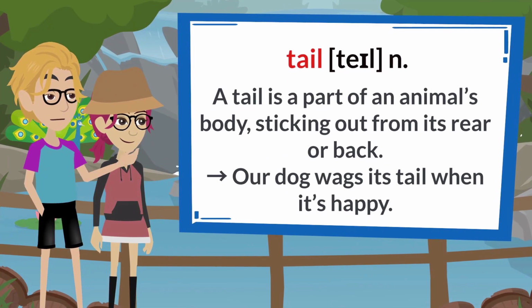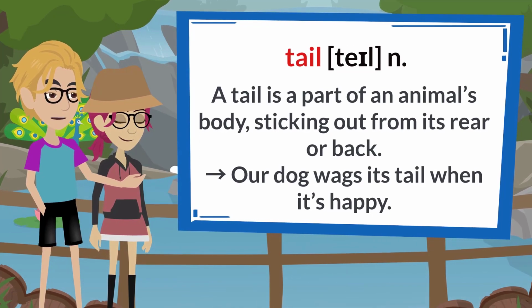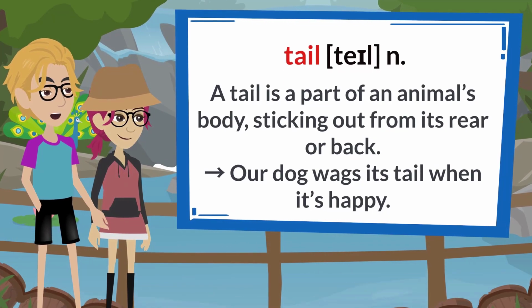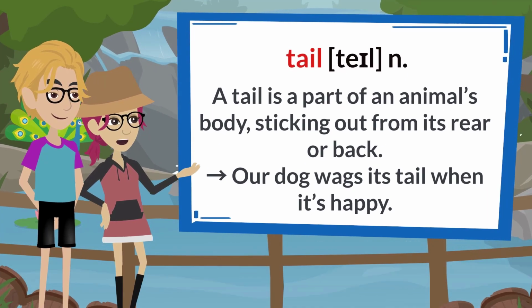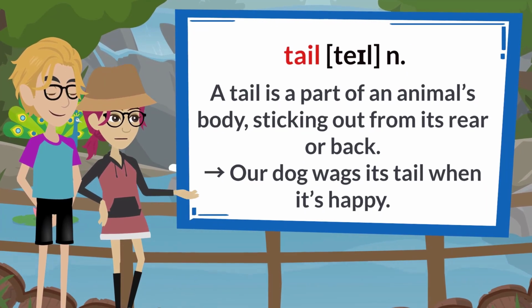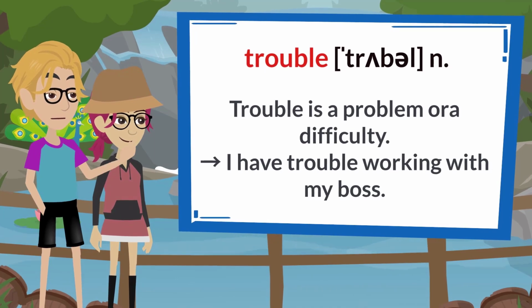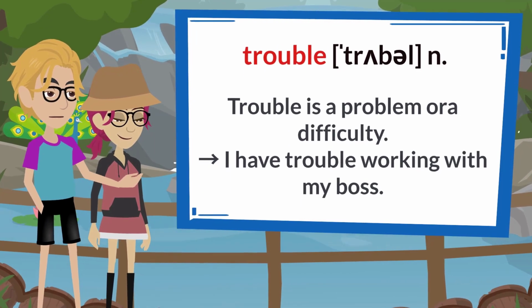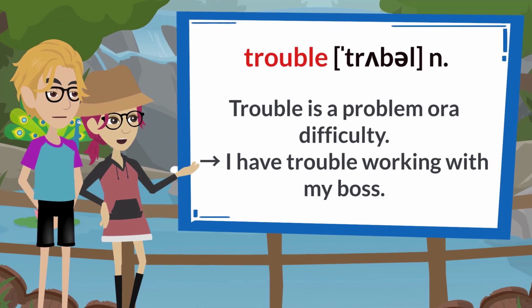Tail. A tail is a part of an animal's body, sticking out from its rear or back. Our dog wags its tail when it's happy. Trouble. Trouble is a problem or a difficulty. I have trouble working with my boss.